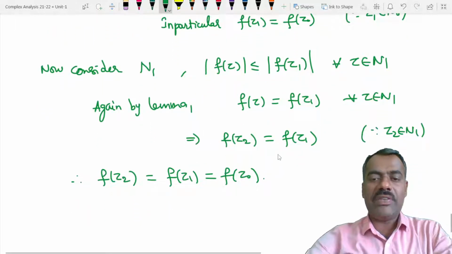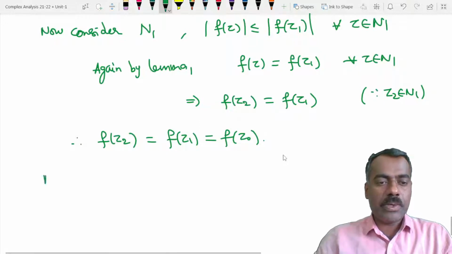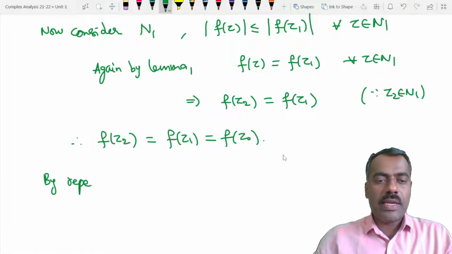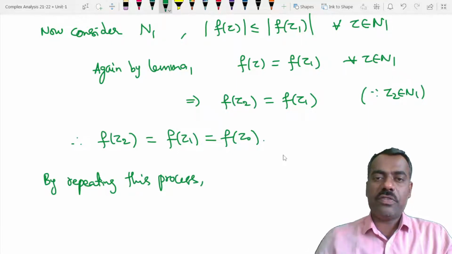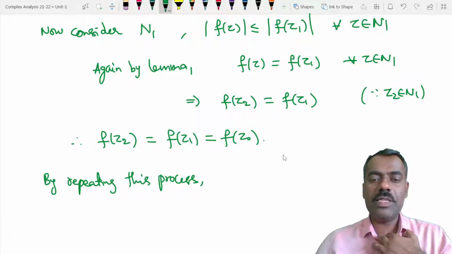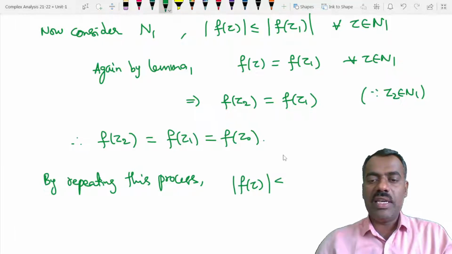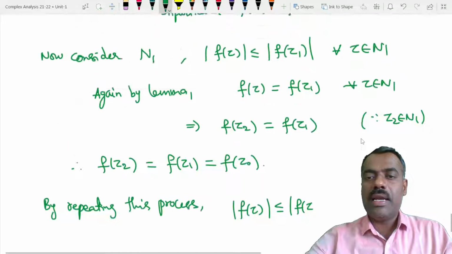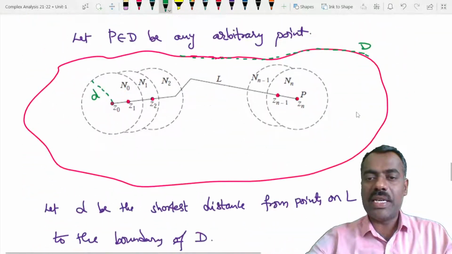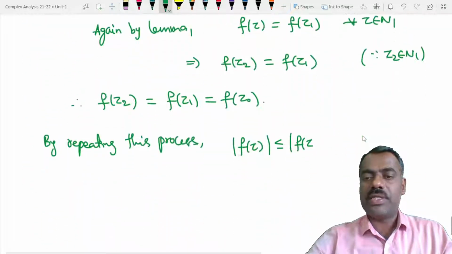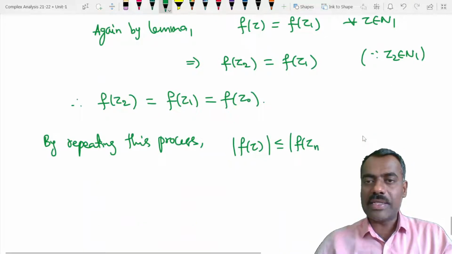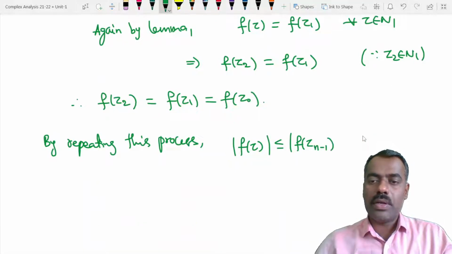For n0 and n1 you got this. Now by repeating this process, we get that mod f of z for the last one is less than or equal to mod f of the previous z, which is z n minus 1, and then the last is z n. So this is the same as z n minus 1.